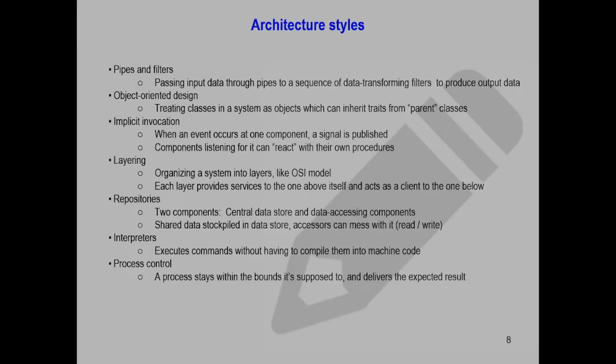Anyway, process control. A process stays within the bounds it's supposed to and delivers the expected result. That just means that if process control is in place, processors are doing what they're supposed to be doing, and they are delivering the expected result. All right, that is it for my section.